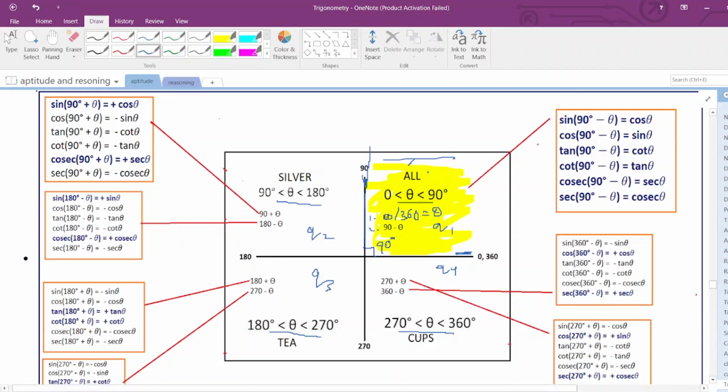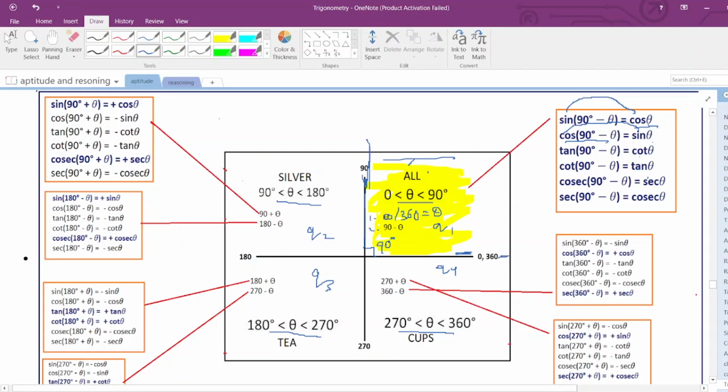So if I write sine 90 minus theta, the 90 minus theta will become theta here, which means sine 90 minus theta will become cos theta. The same way cos 90 minus theta will become sin theta, because opposite to cos is sine and 90 minus theta is theta. The same way tan 90 minus theta, tan's opposite is cot. For cot it is tan. The same way cosecant to secant and secant to cosecant. If you observe the sign, you get plus cos theta, plus sin theta, plus cot theta, plus tan theta, plus secant theta, plus cosecant theta. So this is about 90 minus theta.